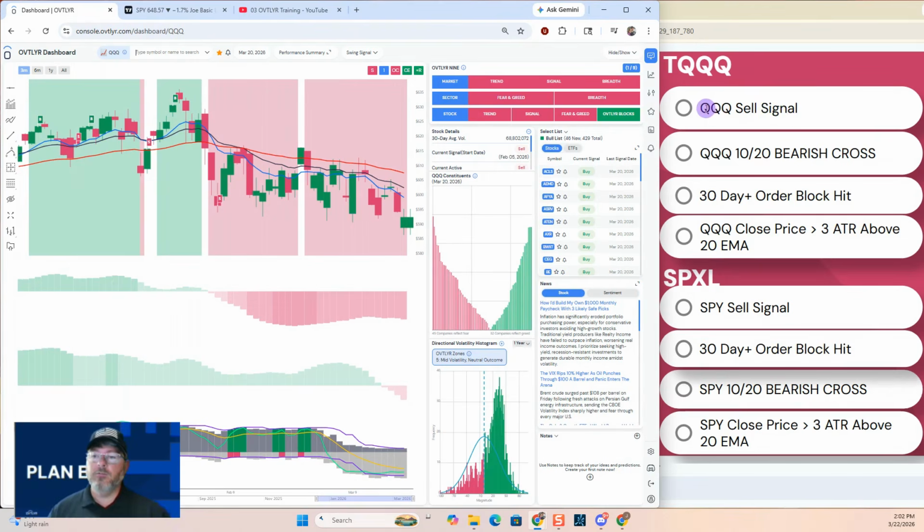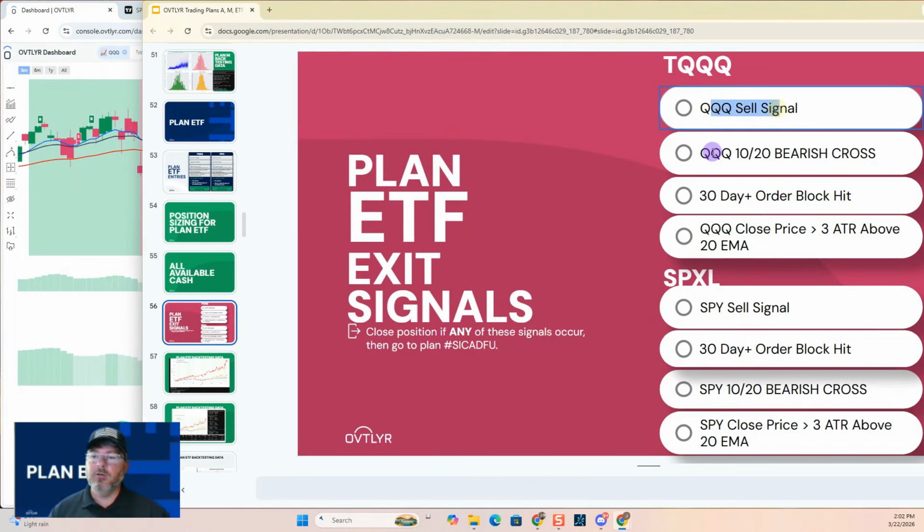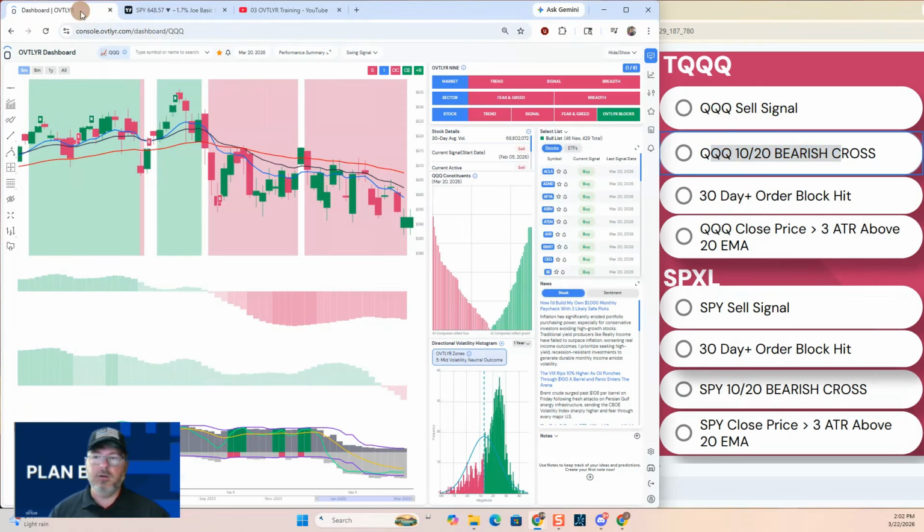First question, does triple Qs have a sell signal? Second question, is there a bearish cross? All right, here we go. QQQ sell signal. Well, look at this. We have a sell signal on triple Qs. So yes, Chris would sell.